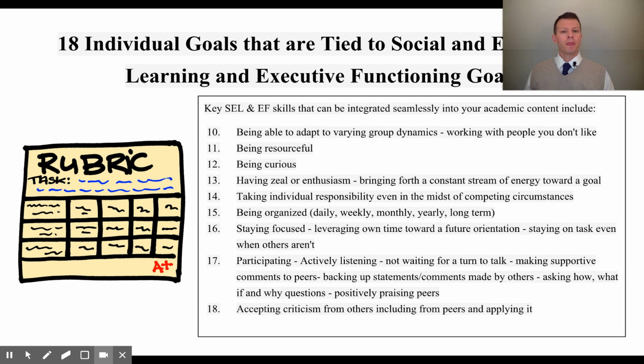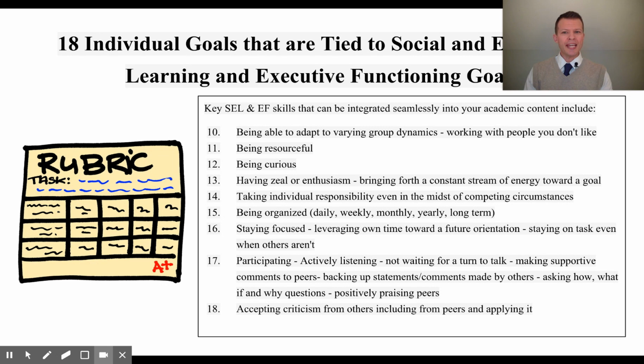Number 18, accepting criticism from others, including peers, and applying it. So maybe there's going to be a section of the rubric for this, and maybe at the end of a particularly involved activity that was a group activity, there's going to be a component for feedback from the others in the group. Maybe it's anonymous. Of course, you're going to want to read through it first and set up criteria for what can be said and what can't be said. But that idea of feedback from others is a skill that as adults we have to harness as well if we're going to be as successful as if others are going to be as successful as you are.